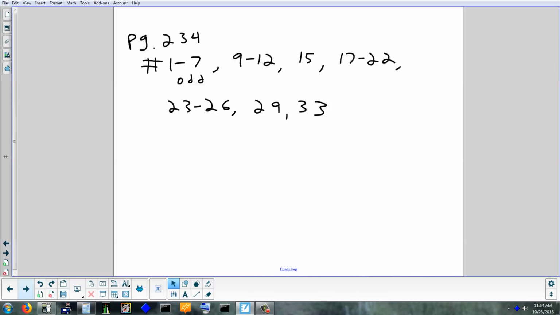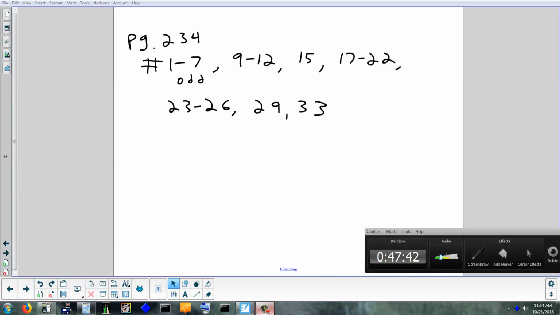Okay, so homework tonight on 234, 1 through 7. Actually, I guess I could have just done 1 through 9, odd. I don't know why I did it that way. And then 9 through 12, 15, 17 to 22, 23 to 26, 29, and 33. Those are not all graphing questions.